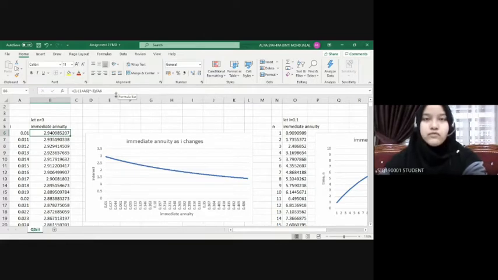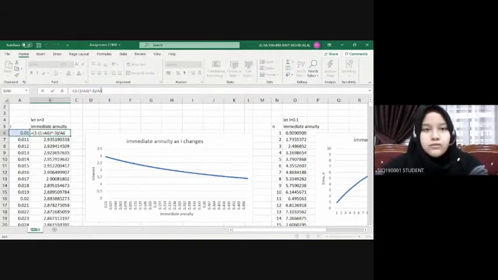But since we don't have the v for this question, we use 1 minus 1 plus I to the power of negative n divided by I. So we type equal. Don't forget to put equal to indicate that it's a formula. So 1 minus 1 plus I.